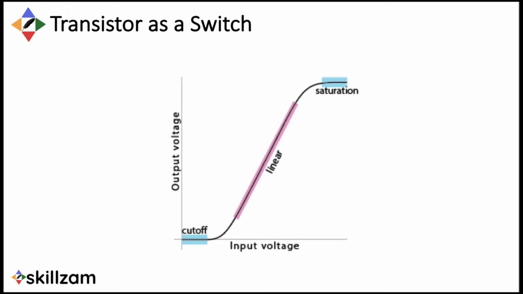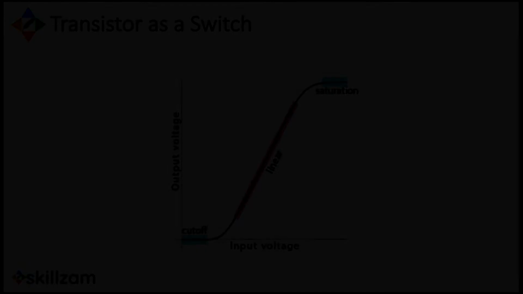Transistors are versatile devices. When used in the middle linear, that is, pink part of the graph, they are amplifiers. A small variation in input voltage produces a large variation in the output voltage. That's how they are used to play music in a stereo.